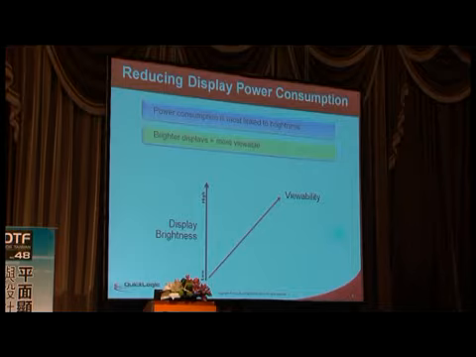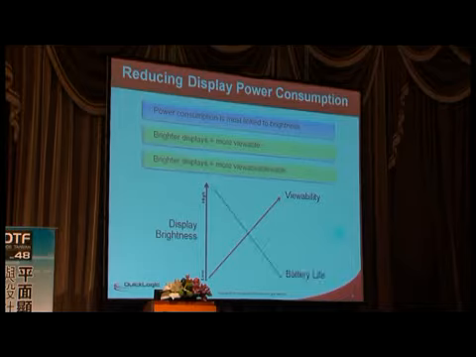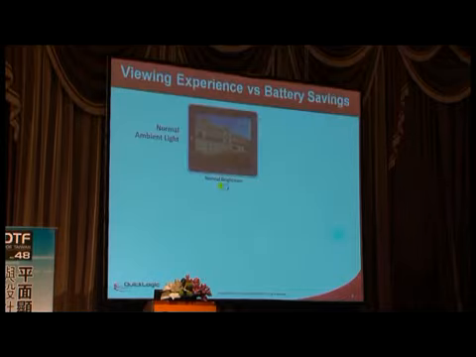And also, as we know, if you've taken your smartphone outside and you adjust the brightness up, your smartphone becomes more viewable. However, as I said, as you increase the brightness of your display, you're also consuming more power. So this is an example of what it might look like. This is probably very familiar to everybody.